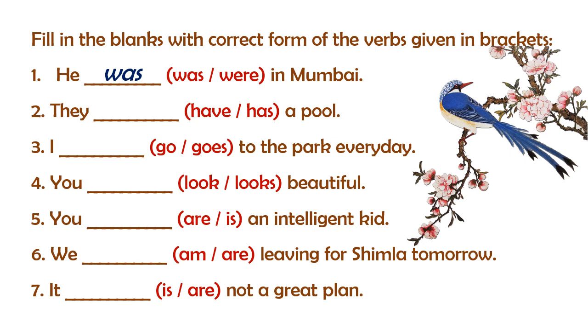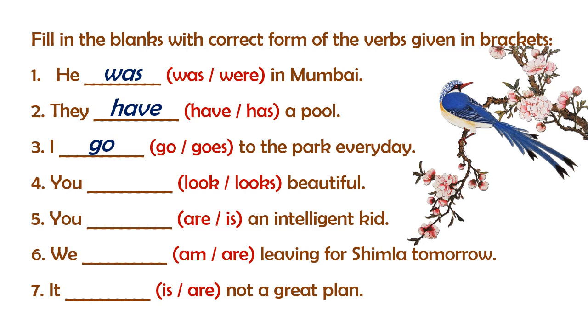They dash a pool. The subject they is not third person singular. So we should not use a singular verb. What is the plural verb here? Have or has? It is have. They have a pool.